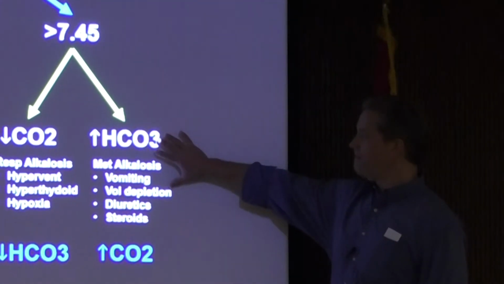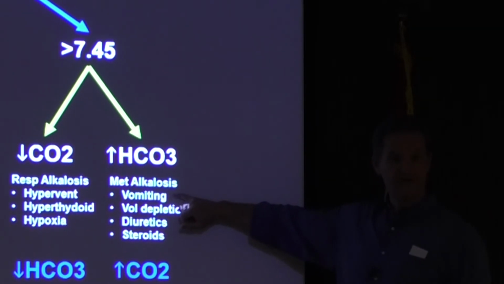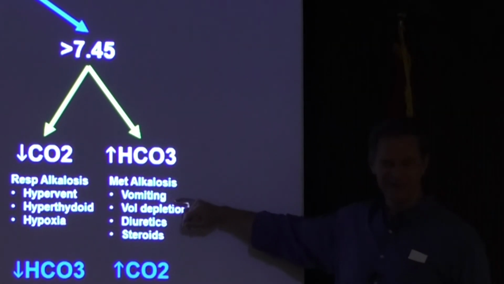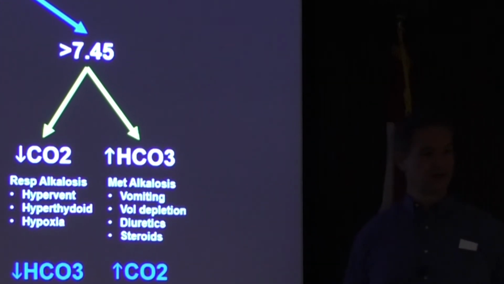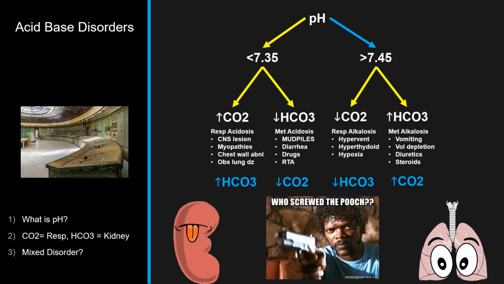And then metabolic alkalosis. Vomiting. You're vomiting. This would be like a 2-year-old or an 18-month-old with pyloric stenosis, who would have a metabolic alkalosis, a hypochloremic metabolic alkalosis at that. Volume depletion, like dehydration. Diuretics and steroids will also do it. Not typically, but they can.